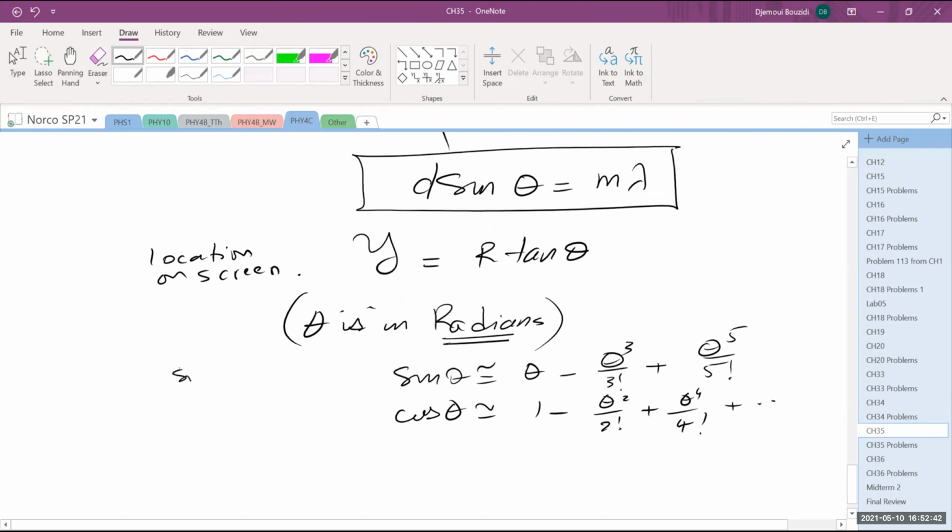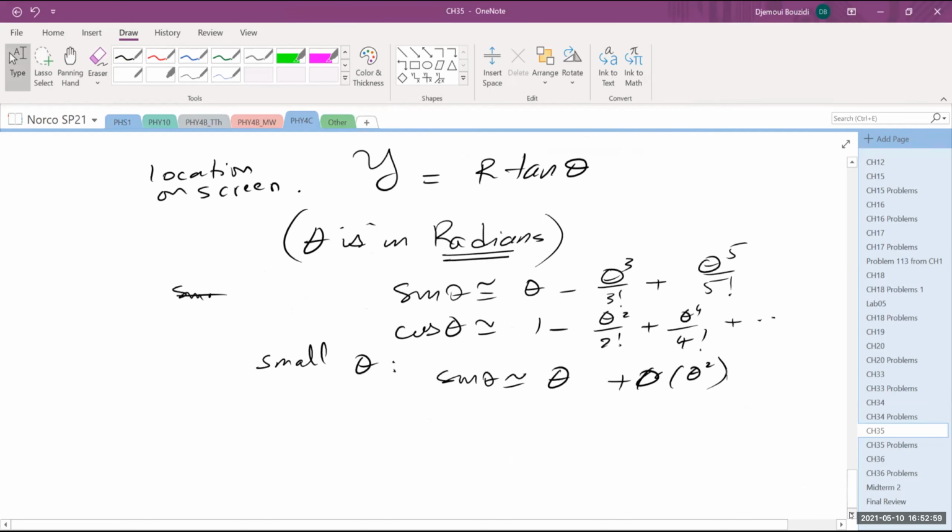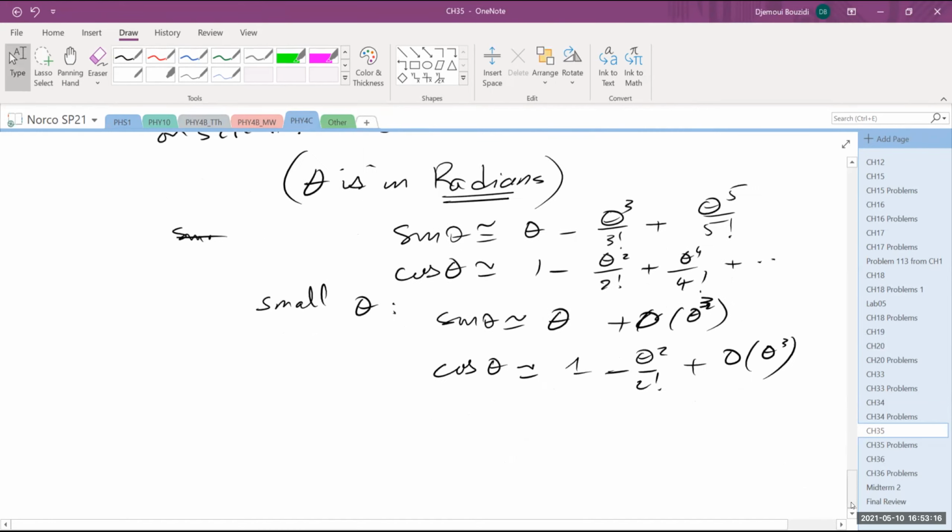So that means for small thetas, with theta in radians, sine of theta will be approximately equal to theta plus 0 of any order higher than theta squared. Cosine theta will be the same thing, actually theta cubed, if you like, because cosine theta in the same order is roughly 1 minus theta squared over 2 factorial, which is 2, plus anything higher than theta cubed is 0. So if you do that, the tangent theta, no, let's neglect anything of the higher order theta squared.